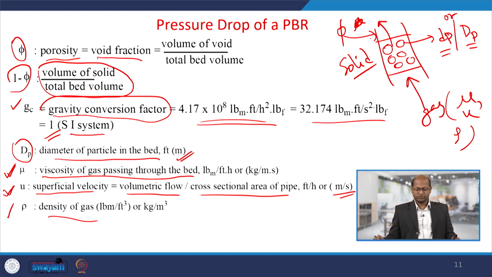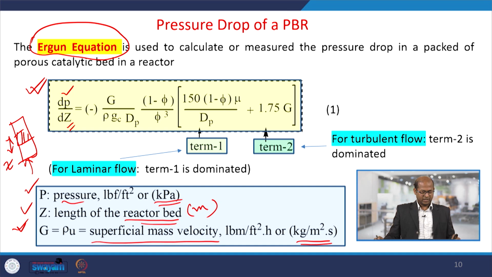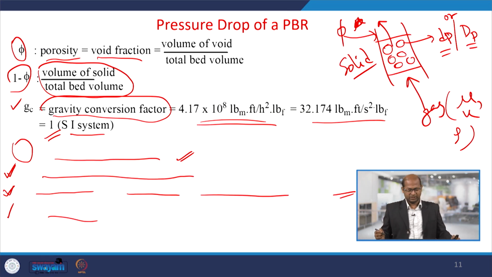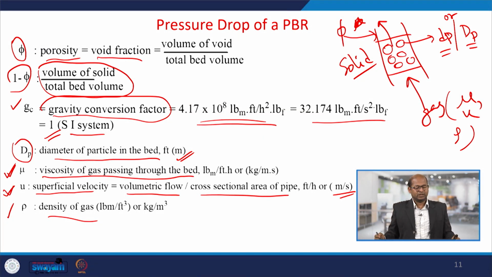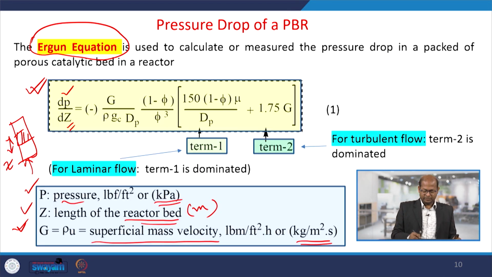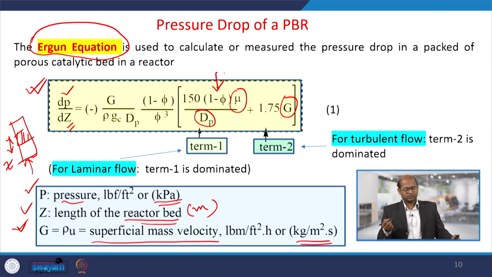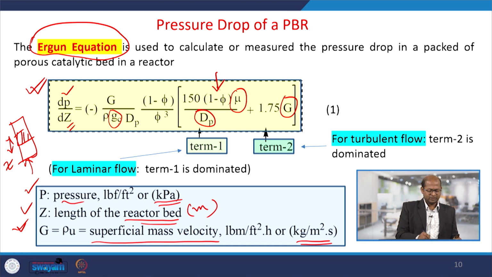G is the superficial mass velocity, which we have already discussed. If we know these things, these are the parameters: G the superficial mass velocity, the diameter of the particles, the viscosity of the gas, and the void volume or solid volume. We can put these in, and rho is the density of that particular gas that we are using.